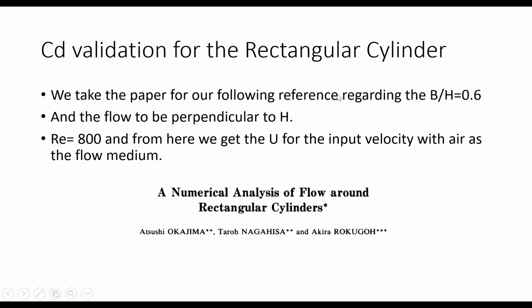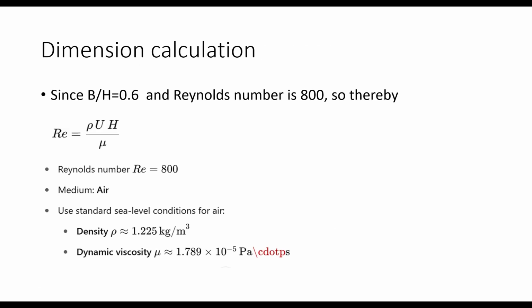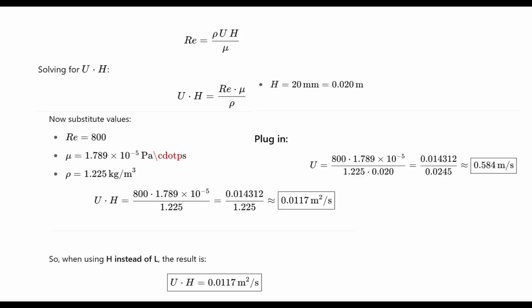As we have to do our CD validation for the rectangular cylinder, this is the one in which we are going to take 800 Reynolds number. As we see in the graph, it is 2.65 already mentioned here, and the B by H ratio will be 0.6. Based upon that, we put our formula here based upon the density and the dynamic viscosity already mentioned for the air. We take the Reynolds number 800 and then we substitute it here.